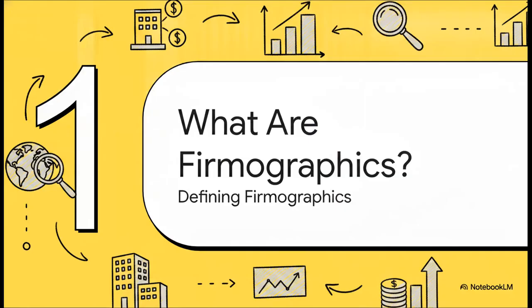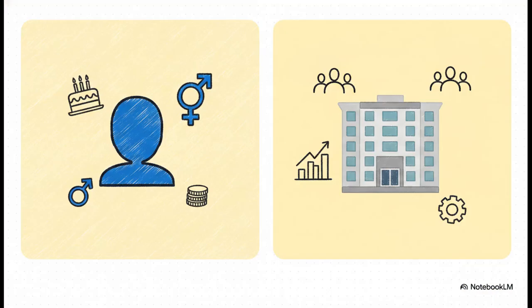So, part 1. What actually are firmographics? What does this data represent in the real business world? You've probably heard the term thrown around in sales meetings, and this brilliantly illustrates the concept by anchoring it to something we're all already very familiar with, demographics. When you're selling to consumers, right, you use demographic data to describe individuals, stuff like age, gender, and income. But when you're a B2B company selling to other companies, you need the business equivalent.